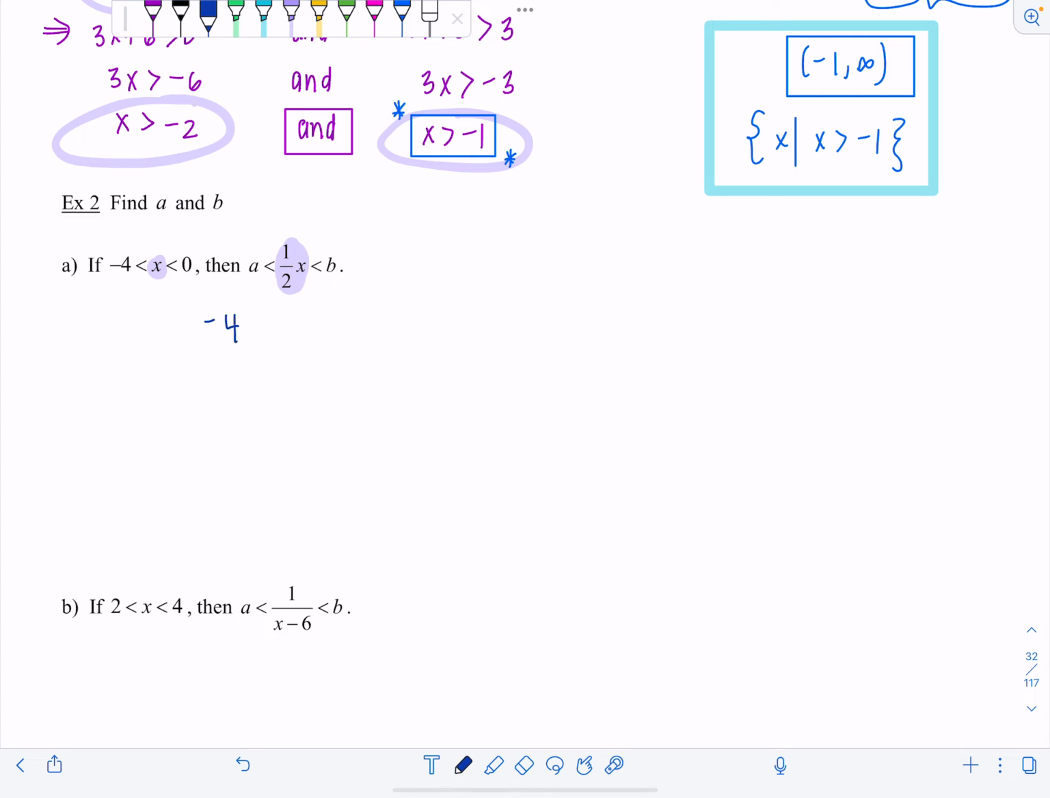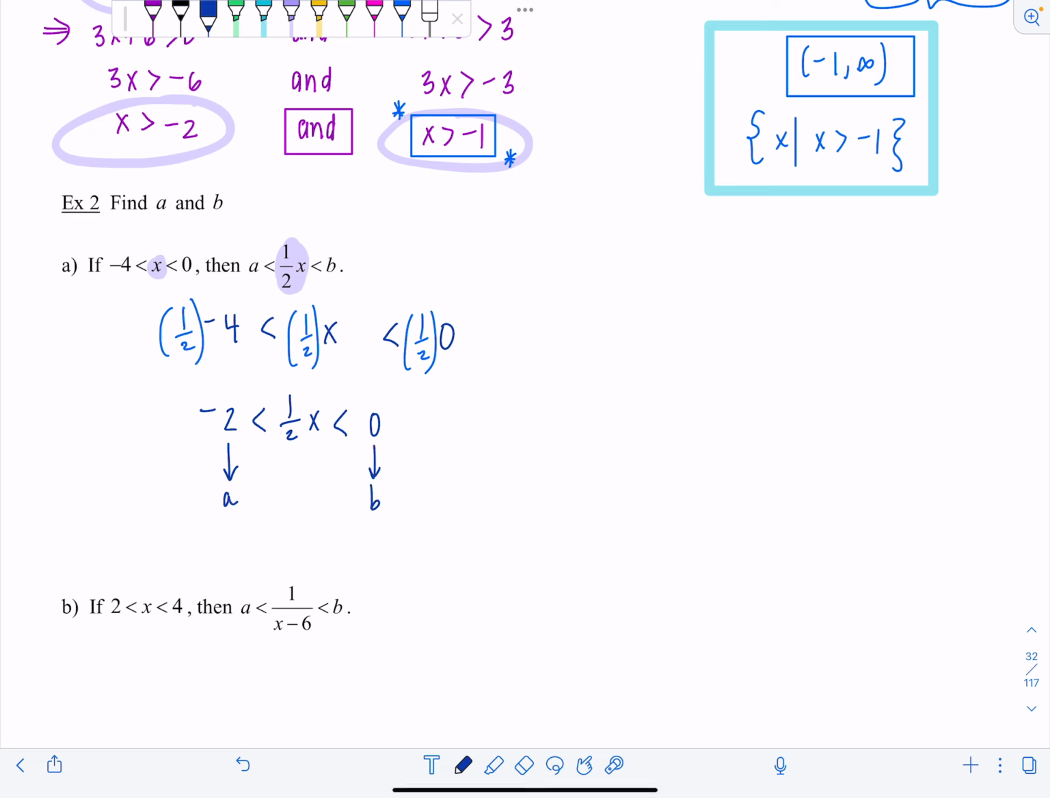So I'm just going to write out -4 less than x less than 0. And it looks like they just multiplied through by 1/2, right? So let's do it. 1/2, 1/2. So -4 times 1/2, that's going to be -2, is less than 1/2 x is less than 1/2 times 0, 0. And now we're done. This must be A, this must be B.